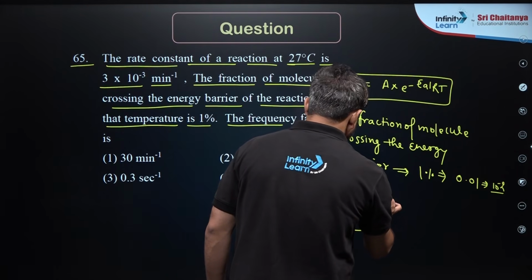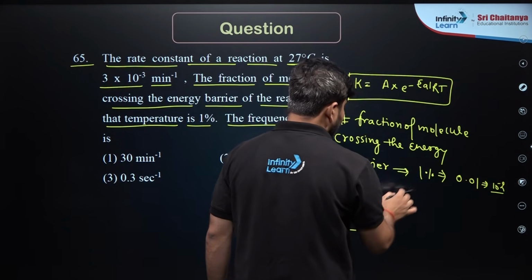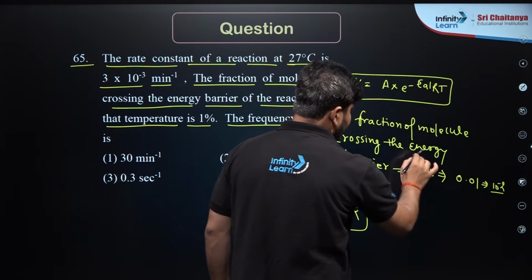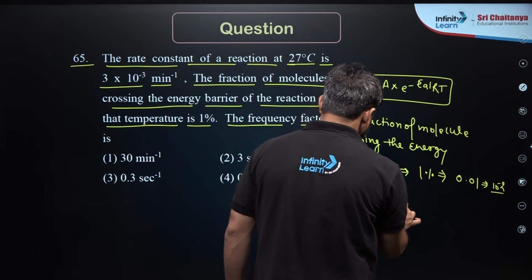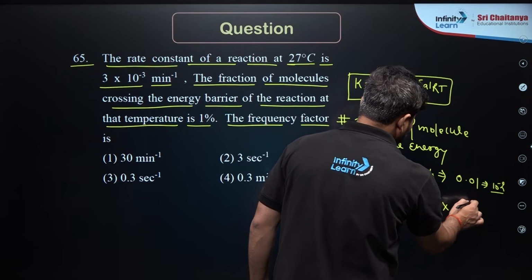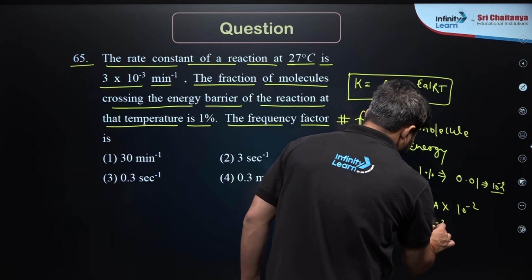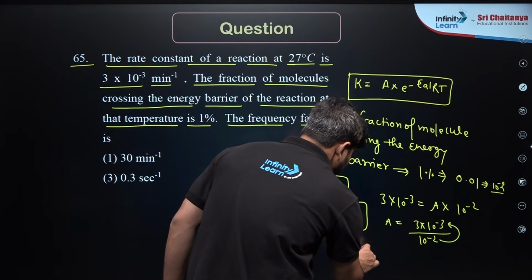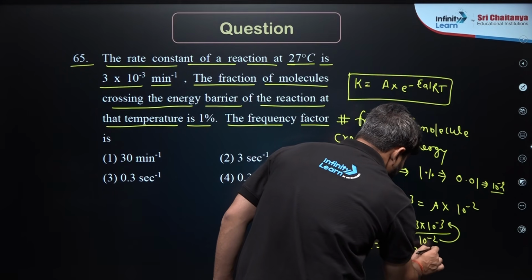So now we are going to put the values. We have to put the value directly: K is given as 3 into 10 to the power minus 3 equal to A into 10 to the power minus 2. So A equals 3 into 10 to the power minus 3, divided by 10 to the power minus 2, and it goes to the top side. So A equals 3 into 10 to the power minus 3 into 10 to the power plus 2, okay?